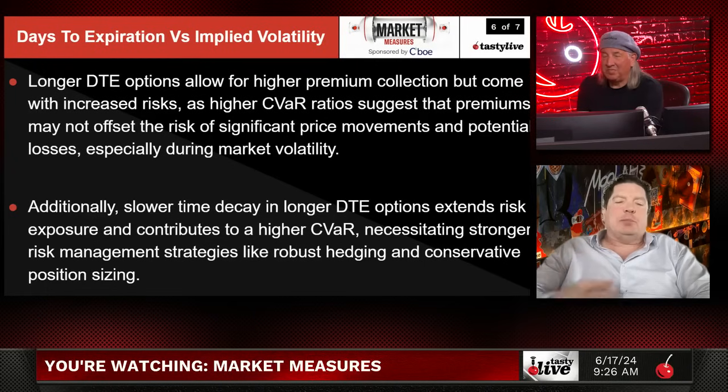It's using capital efficiently. Longer DTE options allow for higher premium collection, but they come with increased risk, as higher CVAR ratios suggest that premiums may not offset the risk of significant price movements and potential losses, especially during periods of high market volatility. Additionally, slower time decay in longer dates to expiration options extends risk exposure and contributes to a higher CVAR, necessitating stronger risk management strategies like robust hedging and conservative position sizing. Kind of just common sense comments that we added on here.